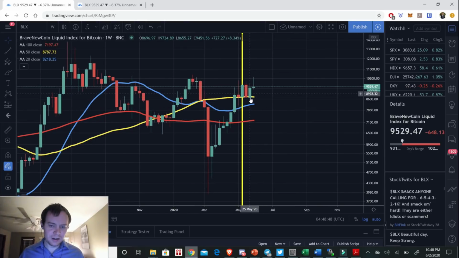Our weekly candle here closed up. We were saying, okay, maybe we're going to close down, maybe we'll go up.